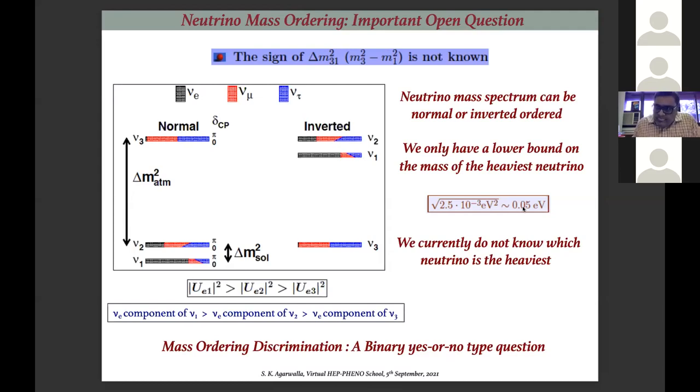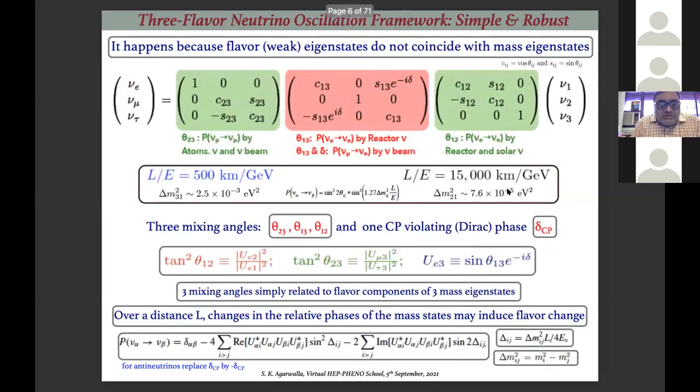Sir, sorry I missed, but I didn't understand where we get this part from, that the nu e component in nu 1 is the highest. Yes. So for that, I need to tell you the value of these mixing angles, because I told you one thing, what is this UE1, UE2, UE3? What is UE1?